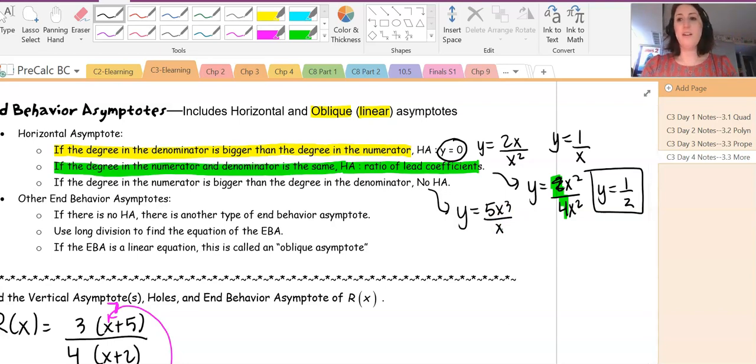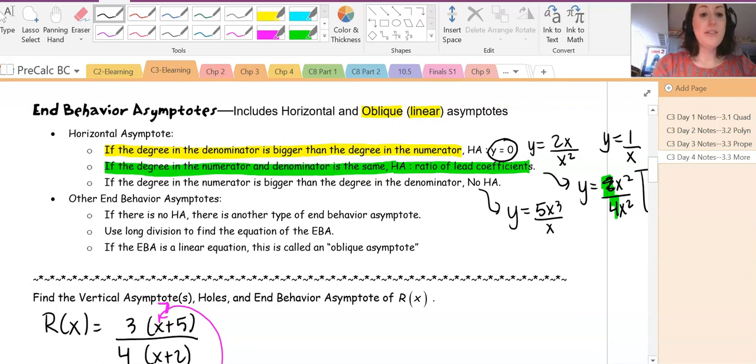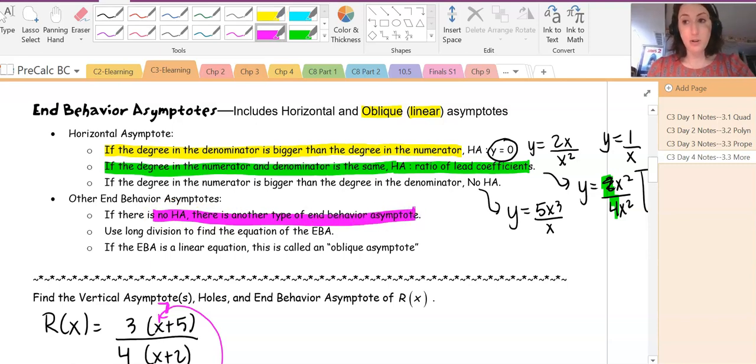And then you're done. Okay, well that time has passed. We're not done anymore. There isn't a horizontal asymptote, but there is some other type of end behavior asymptote. So what I'm going to do today is show you how to find that. If there is no horizontal asymptote, there is another type of end behavior asymptote. It always has some form of end behavior asymptote, even if it's not horizontal.